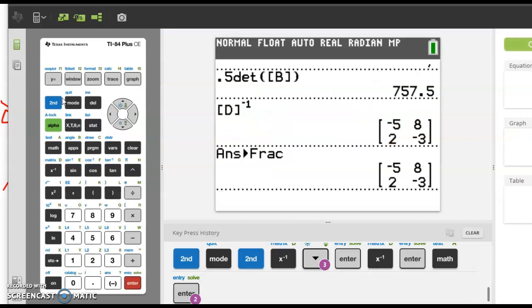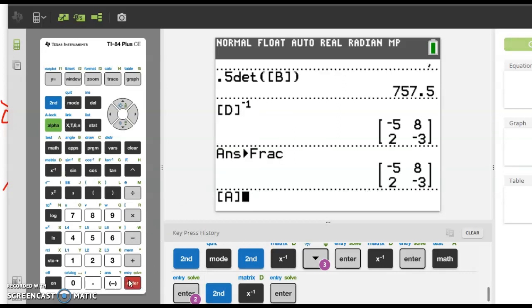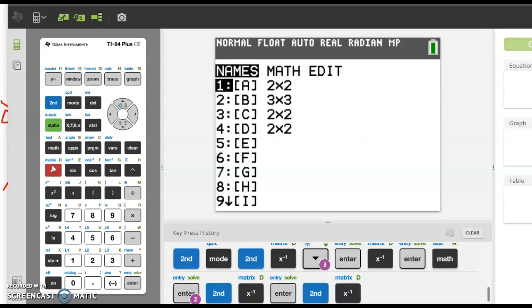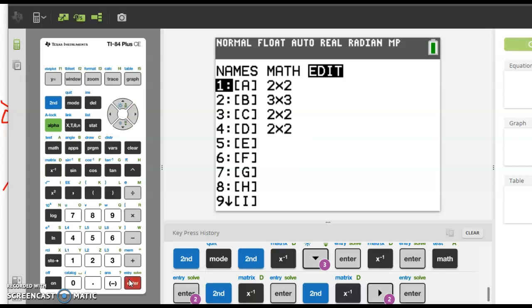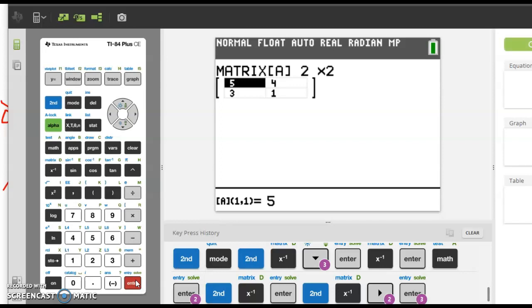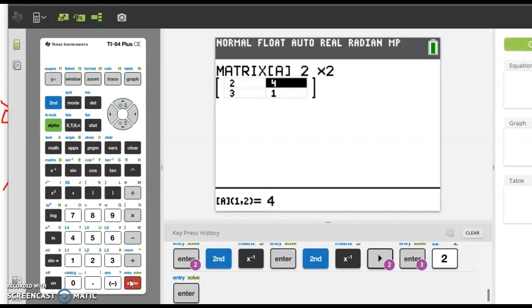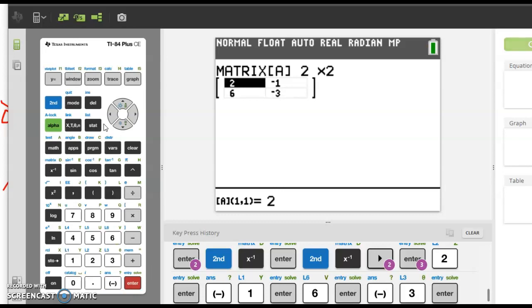on the calculator. So second matrix, now we got to go ahead and enter these values in. So a has to be 2, -1, whoops. We have to edit. We're going to edit a. Now we already have a 2 by 2 here, so good. That's from a previous problem. So we got to put the new values in. 2, -1, 6, -3. All right, so we've got a in.